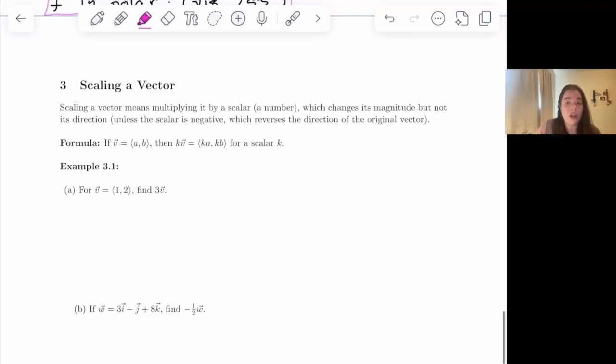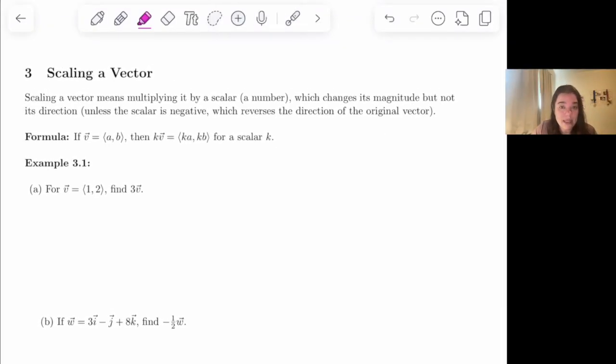Next topic, talking about scaling a vector. I kind of mentioned this before, but let's get into the actual definition of what scaling a vector means. Scaling a vector means multiplying a vector by a scalar, which is just a number, like a constant: 10, -4, 12. We can multiply vectors by scalars. When you multiply a vector by a scalar, it scales the vector.